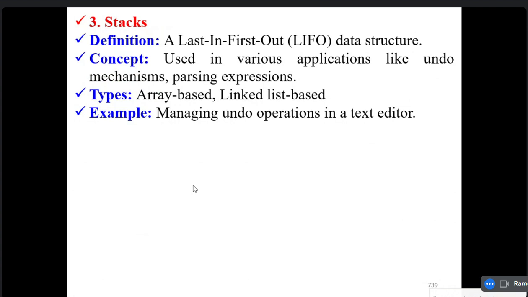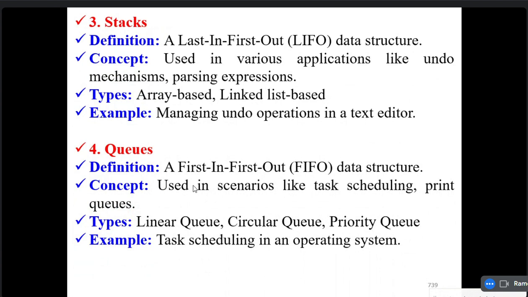Then what about types of stacks? Array based stacks and linked list based stacks. Write a Python program to implement a stack using arrays. Write a Python program to implement a stack using a linked list. Okay, so these two types we are executing. Then an example, managing undo operations in a text editor, that is called a stack.